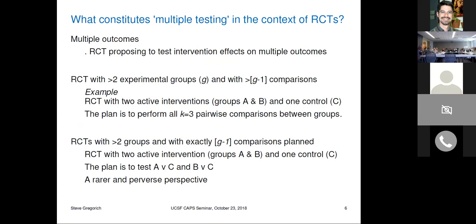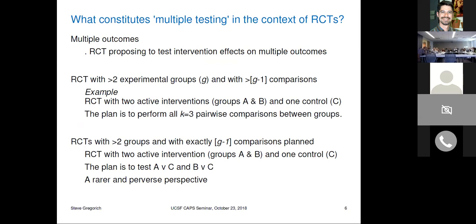You can have an RCT with more than 2 experimental groups and with more than the number of groups minus 1 comparisons. Say you've got 2 active interventions, A and B, and 1 control, and you're going to perform all 3 pairwise comparisons between those groups. You've got 3 groups, 2 degrees of freedom on that categorical variable, but you want 3 tests. This is what I was taught in graduate school. That's multiple testing, the middle one. I have textbooks where they claim that if you have 2 or more groups and you really only want to do G-1 comparisons, so you've got A, B, and C, and you just want to compare A to the control and B to the control, I have textbooks that say that's multiple testing.